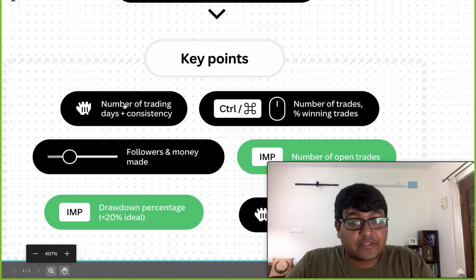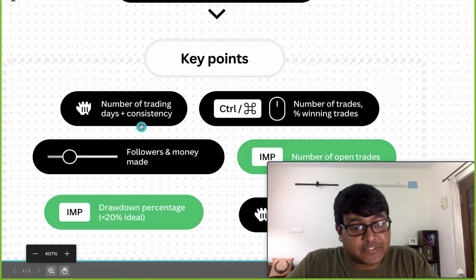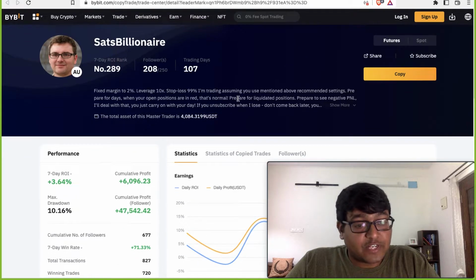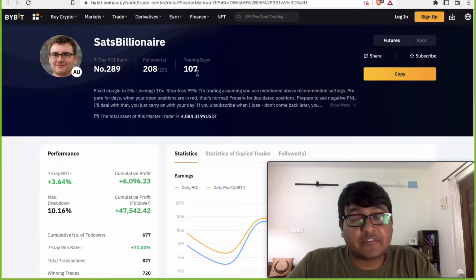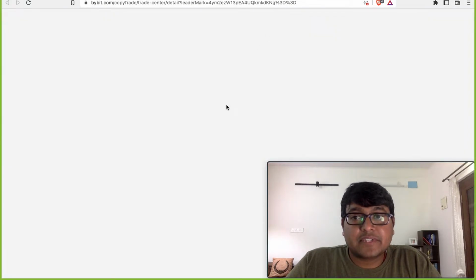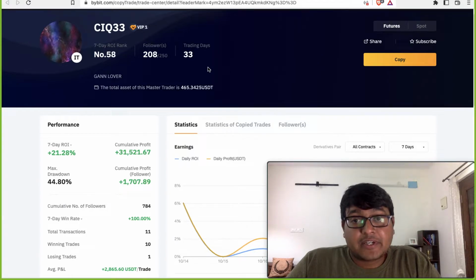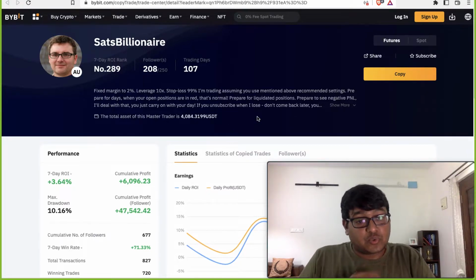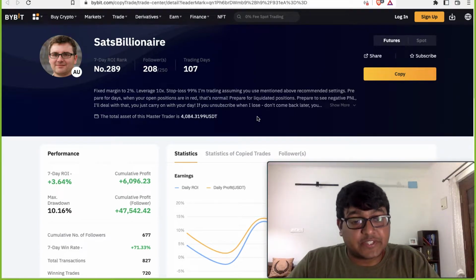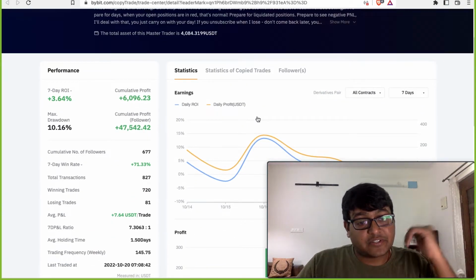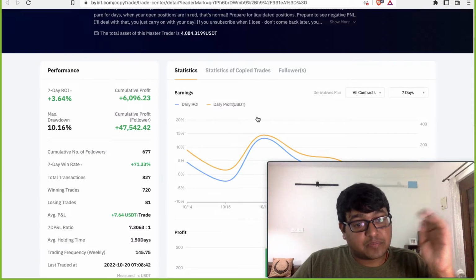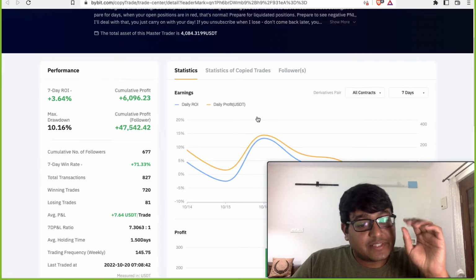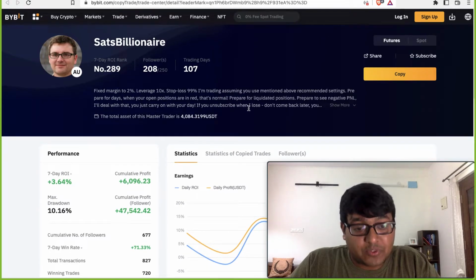The first absolute thing that you need to really keep in mind is number of trading days plus consistency, right? If you go to the profile of any of these guys, you'll see trading days mentioned somewhere. On Bybit it is right at the top. It says 107 days for this particular trader. It's about 33 days for this particular trader. I would always go with the guy who has been in it for longer and who is of course in profit, but the person who has been in it for longer and who's consistent, that means he's not making a trade today and then another trade 60 days later, he's making trades like 3 times, 4 times a week at least, then that person is somebody that I would probably go with.